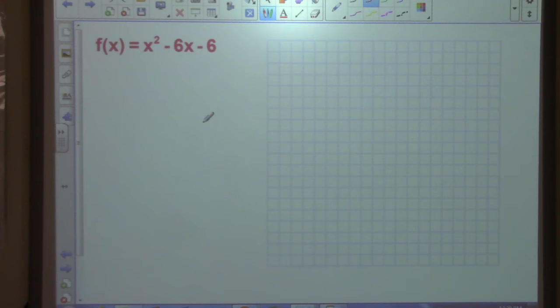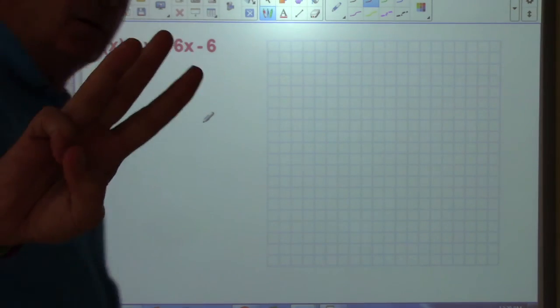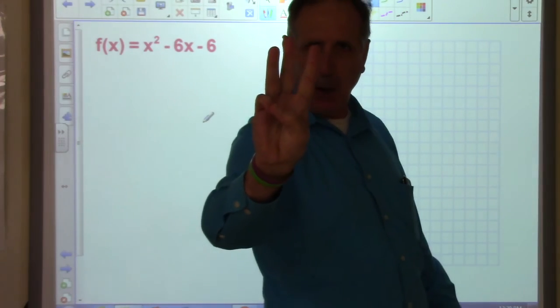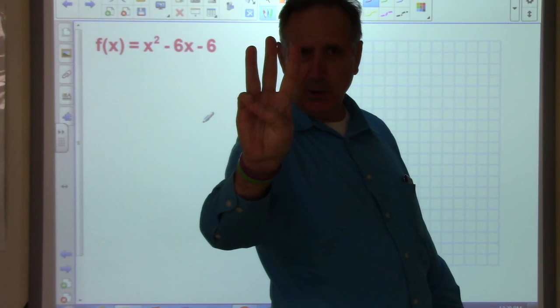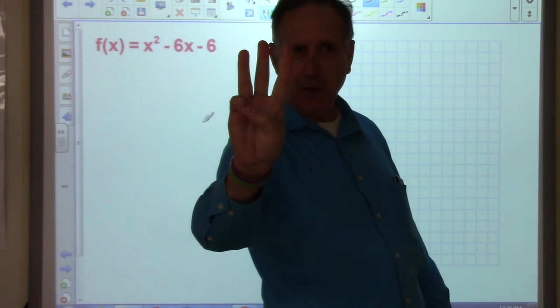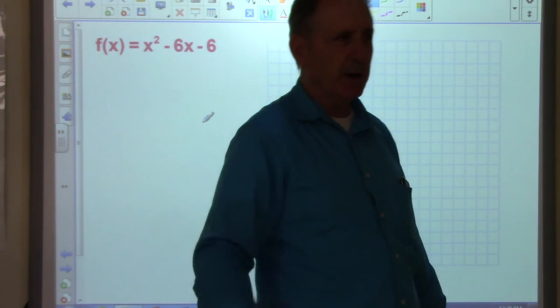Just as a check, for this one, what did you get for your axis of symmetry? x is equal to... Okay, Riley is making a gesture to the camera. Riley says 3, x equals 3. Is Riley right? Riley is right. Good job, Riley. So just as a check.